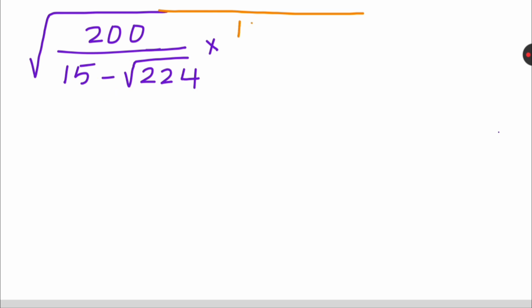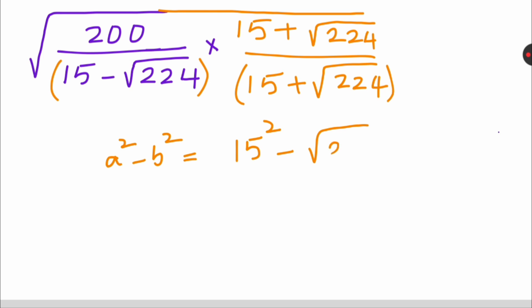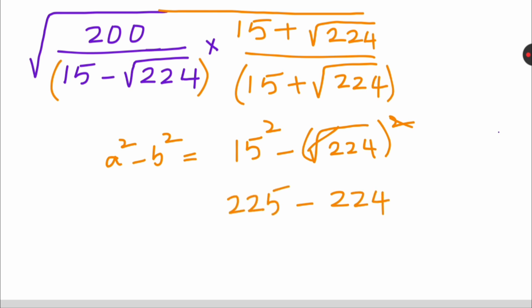Rationalize with the plus: 15 plus square root of 224 over 15 plus square root of 224. Now observe the denominator. It is in the form of (a minus b) times (a plus b). The formula is a square minus b square. That means in the denominator we have 15 square minus square root of 224 whole square. Here square and square root get cancelled, so we are left with only minus 224. We know that 15 square is 225. 225 minus 224 gives only 1. So the denominator turns into only 1.